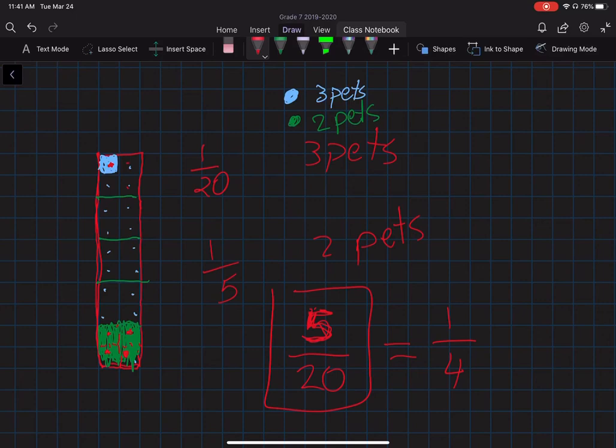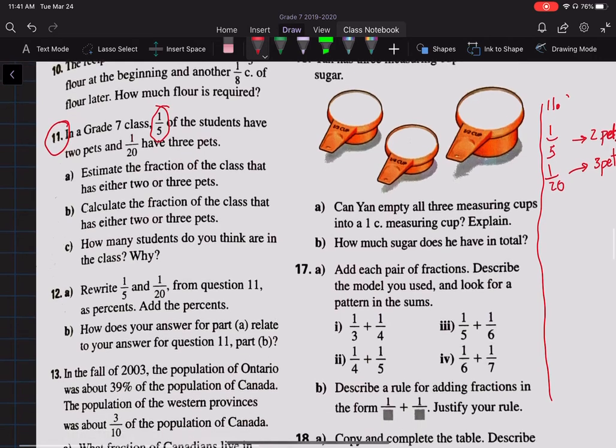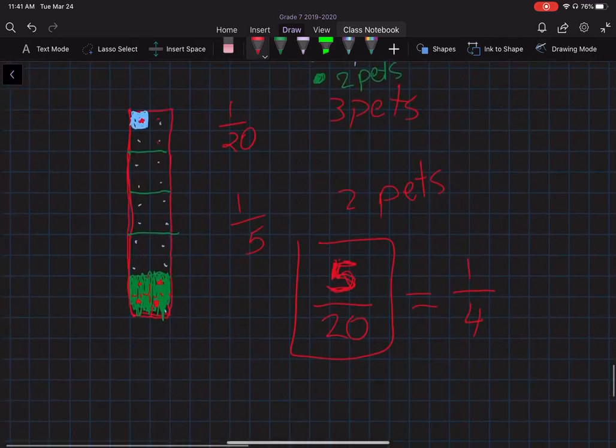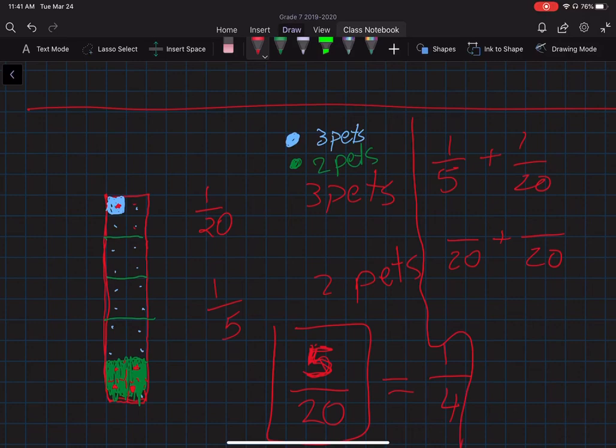Okay? So that's one way of doing it. Or we can say, can I add 1 over 20 and 1 over 5? And this is really what we're doing. We're adding 1/5 and 1 over 20. If we do that mathematically, like we learned yesterday, we do 1 over 5 plus 1 over 20. Our common denominator is 20. 20 divided by 5 is 4, 4 times 1. 20 divided by 20 is 1. And the answer is 5 over 20, which is 1 over 4.